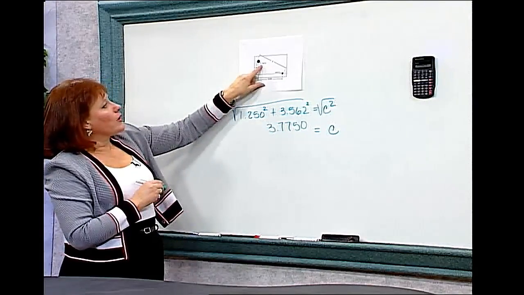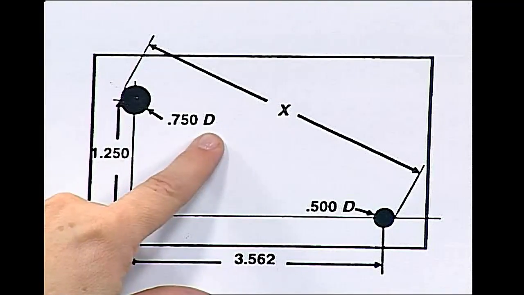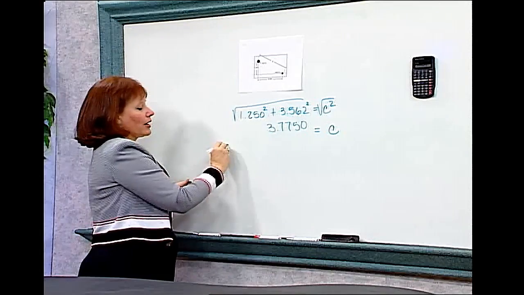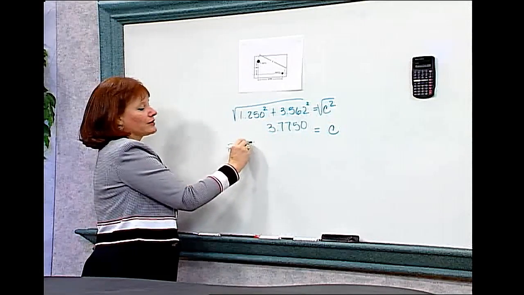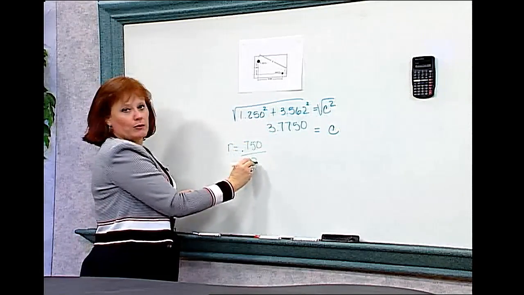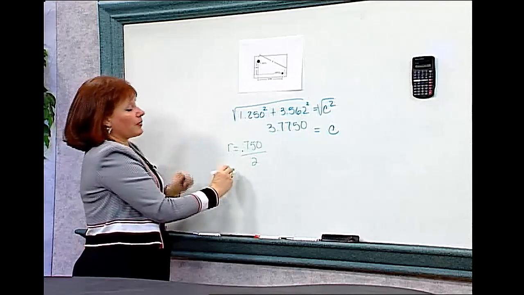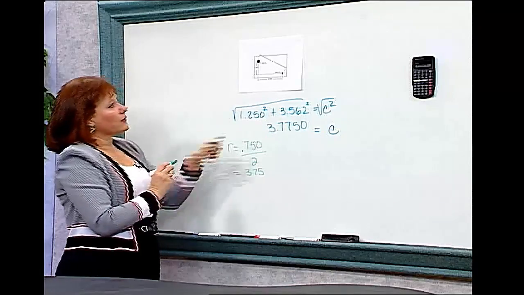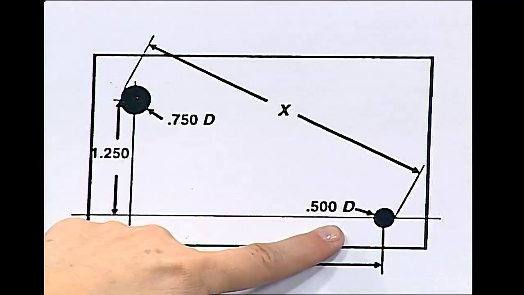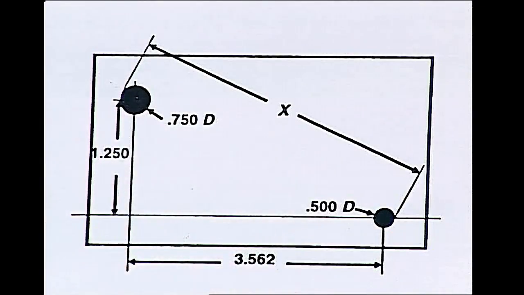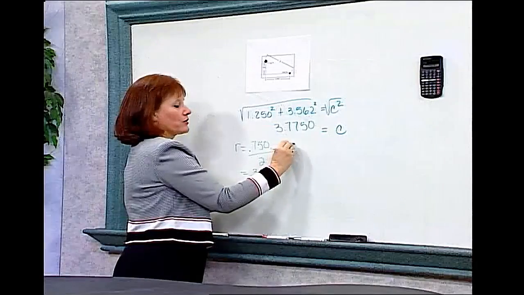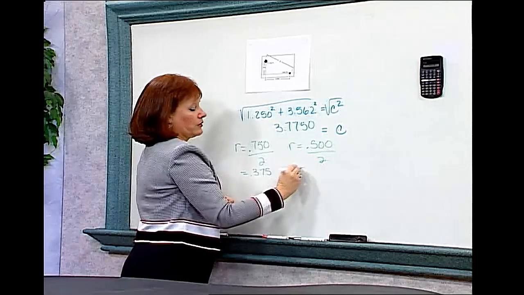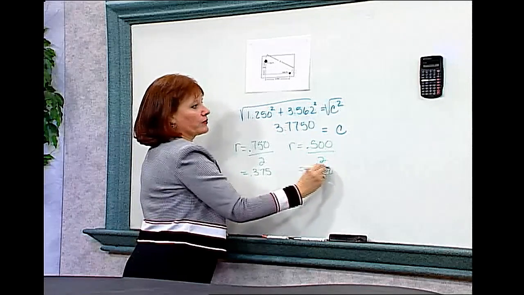I know that I have a 0.750 diameter according to this schematic. If I have a 0.750 diameter, I know the radius is equal to half of that, so 0.750 divided by 2. The radius of the top circle then is 0.375. On the other hand, in the bottom hole, I know I have a 0.500 diameter, and I need to divide that in half for the radius of that circle. So the radius is 0.500 divided by 2, or 0.250.